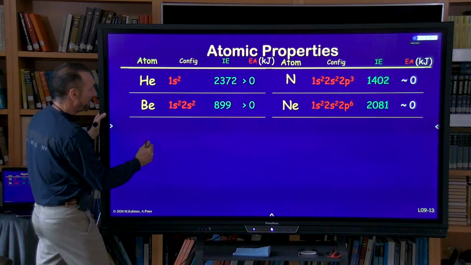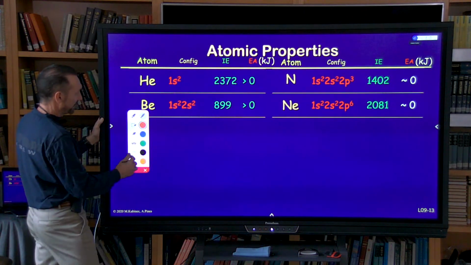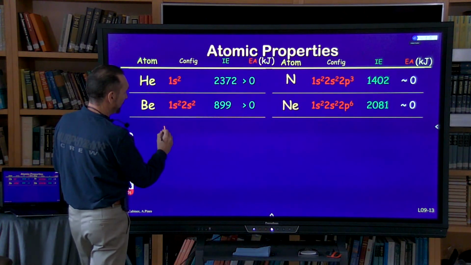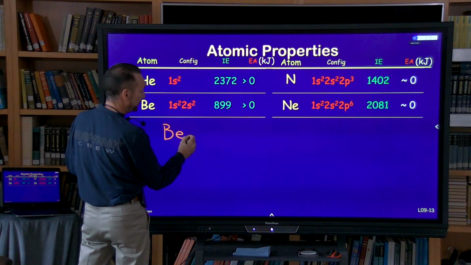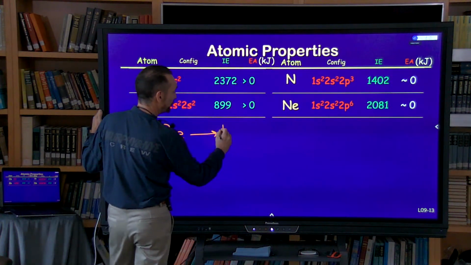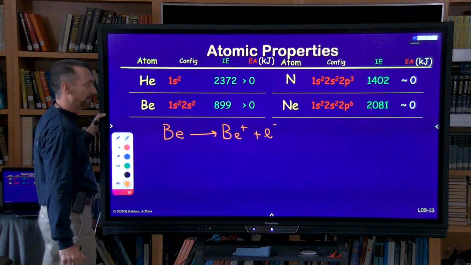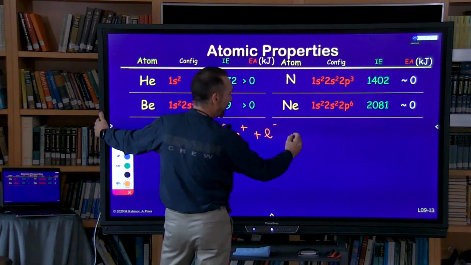And we wrote down the expressions here. So I'm going to write them down again. We said if you had beryllium, and if you're going to ionize it, you're going to take beryllium and go to beryllium plus and a free electron. And we said the energy of this system, these things are exothermic.